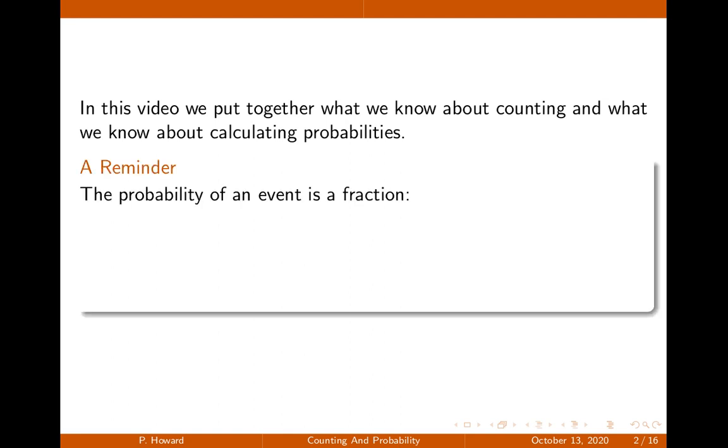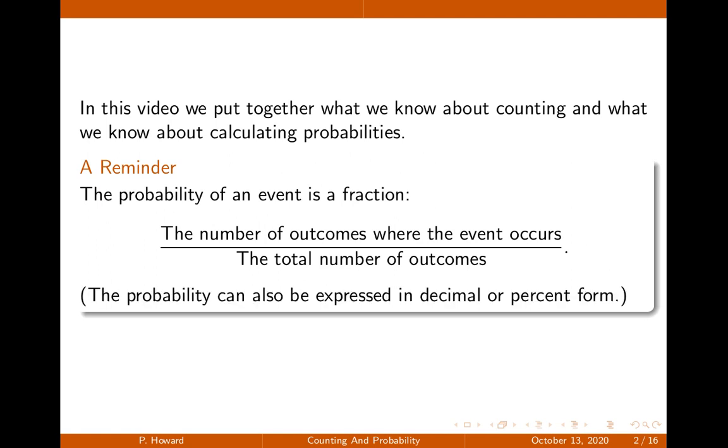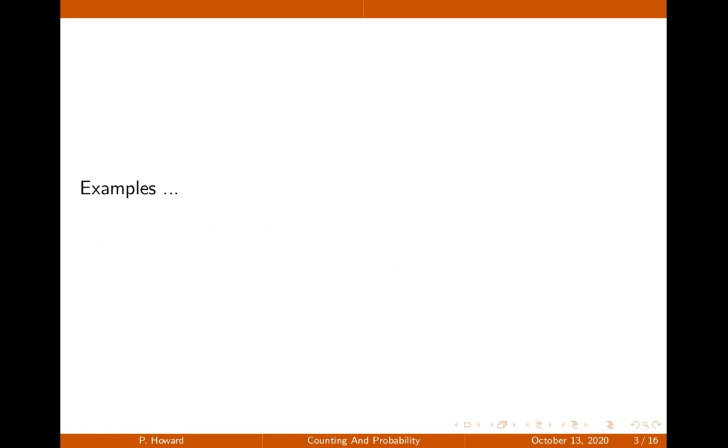So just a reminder that if you're calculating the probability of an event, it will be a fraction: the number of outcomes where the event occurs over the total number of outcomes. This is, in a nutshell, what we know about calculating probabilities. You can also express this as a decimal or in percent form. And now we're going to just look at a lot of examples for the remainder of this video.